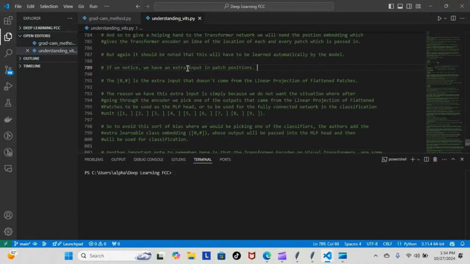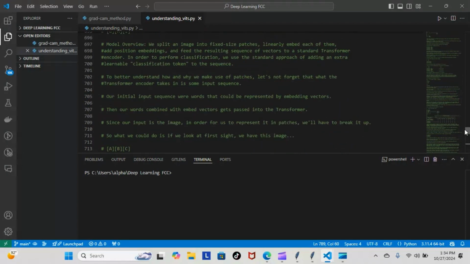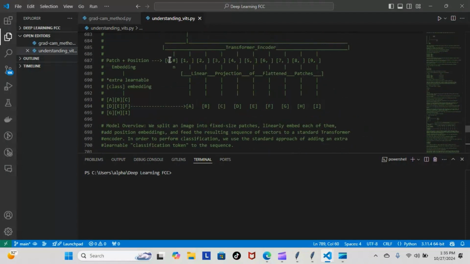So if we notice, we have an extra input in patch positions. The zero hashtag is the extra input that doesn't come from the linear projection of flattened patches. Let me show you what that looks like actually, so we can see exactly what I'm talking about. As you can see here, the zero hashtag isn't actually coming from the linear projection of flattened patches that's getting fed into the transformer encoder. So this is an extra input here that we're talking about.